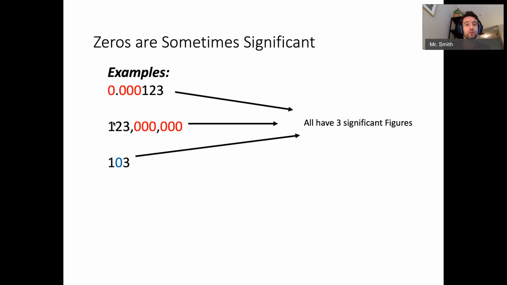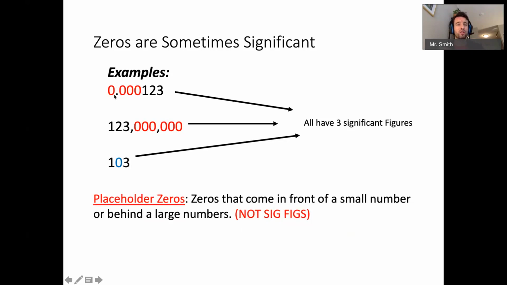Let's talk about the first one right here. Zeros are not considered significant because we leave them out of the count. Notice this is in blue. Significant figures and not significant figures both have 3 significant figures as well. So I'm going to refer to them as placeholder zeros. These are zeros that in a small number, like a number that's a decimal, come in front of the actual numbers.